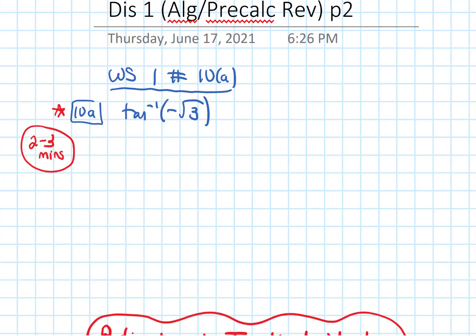All right, so let's end this video with a practice problem. This is question number 10a from worksheet 1. I want you to simplify tangent inverse of negative root 3. So first pause the video for 2 to 3 minutes to try this. 4, 3, 2, 1, pause it, and really try this for 2 to 3 minutes.